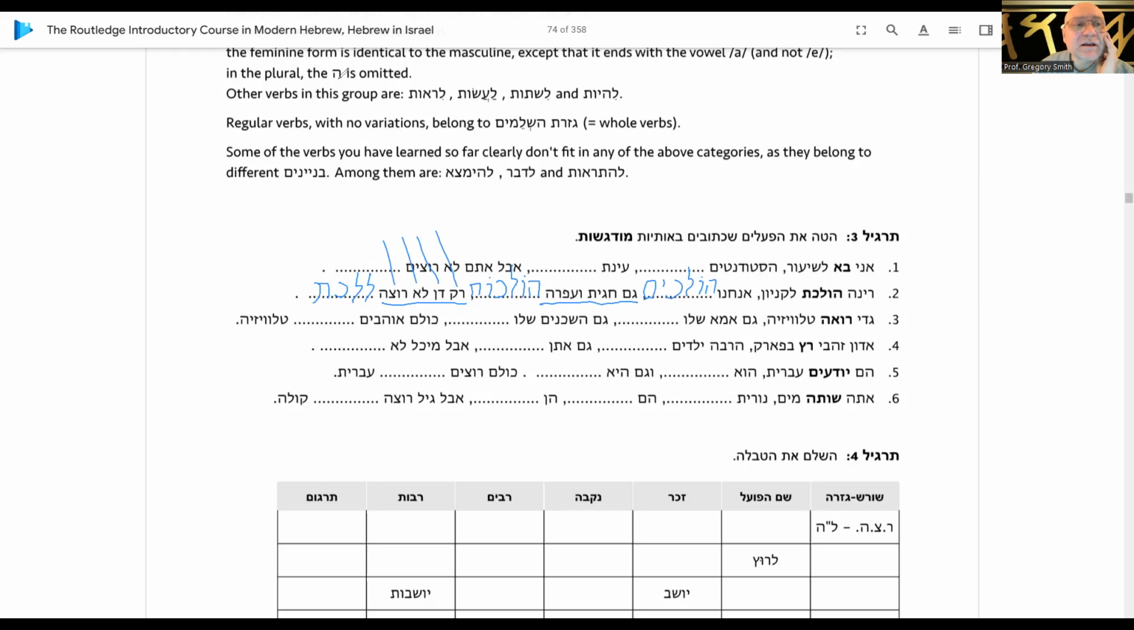Let's check our answer key here. Okay, so Rina holechet, Rina is going lakanyon, to the mall. Anachnu holchim, okay, I got that one right. Gam Hagit ve Ofra, there it is, holchot. Also, Hagit and Ofra are going. Rak Dan lo rotse, but Dan does not want, lalechet, to go.